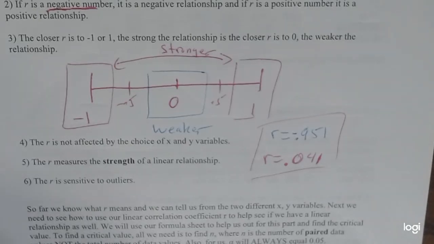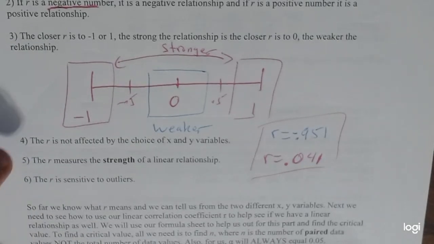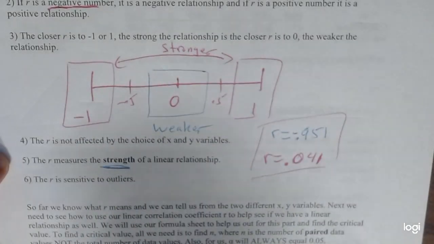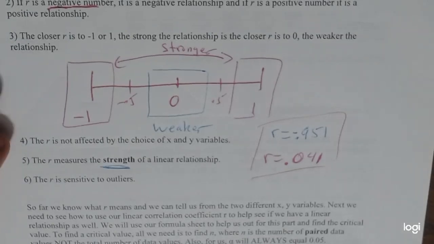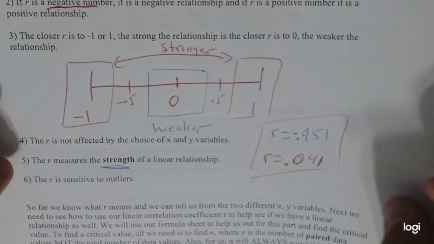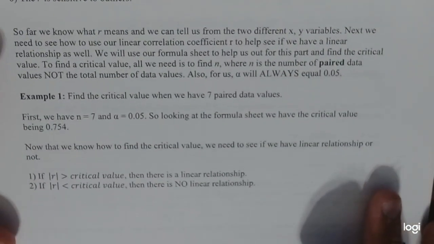Okay. All right, and the next criterion is r is not affected by the choice of x and y. We'll talk about that in a little bit. And then r just measures the strength, like I said earlier, right? Just how strong it is, strong or weak. And again, lastly, like I said earlier, r is sensitive to outliers, hence the reason why we get rid of them. Okay.